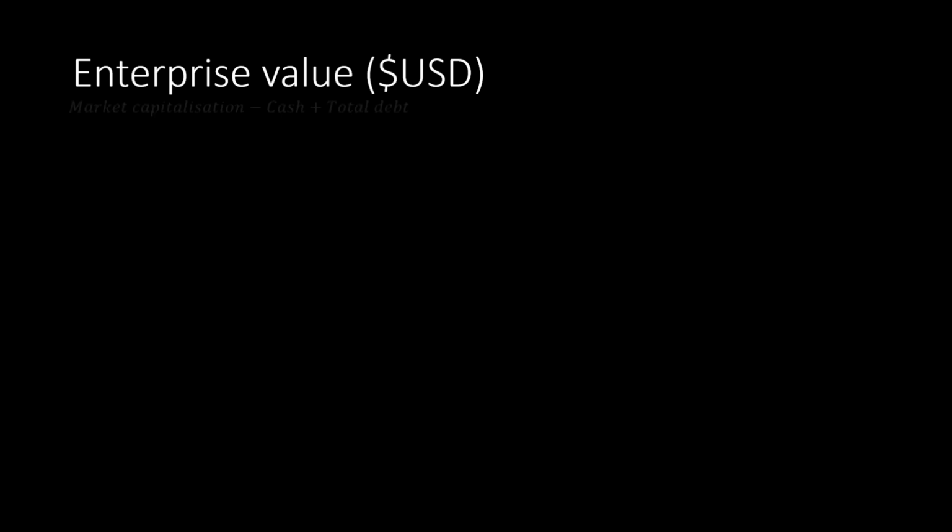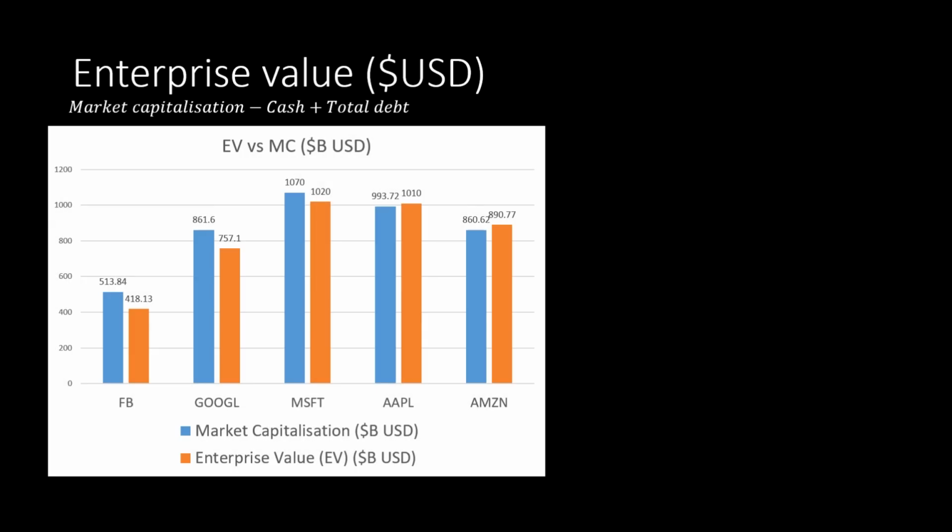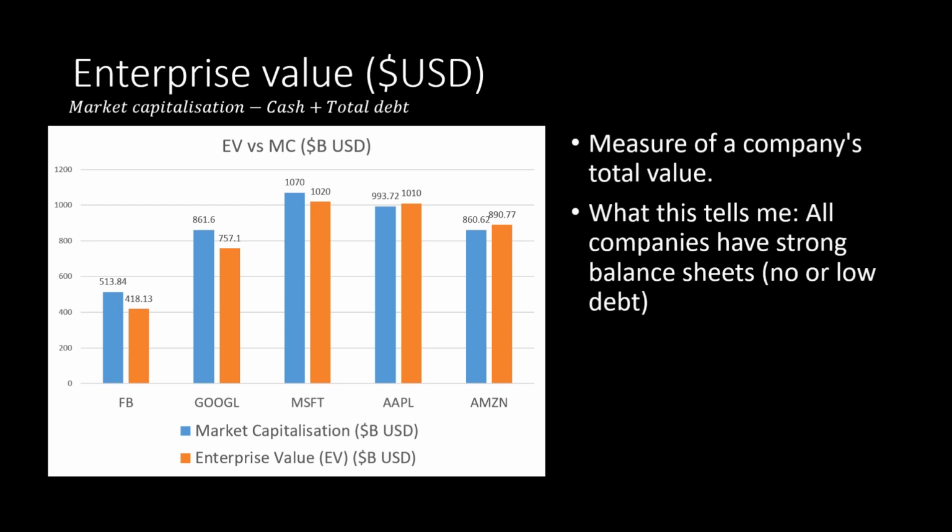Enterprise value is basically calculated by taking the market capitalization less any cash, and we add on total debt. And so as we can see here, the enterprise value slightly differs from company to company, and it's not equal to its market cap because we strip out the effect of cash or debt. And this measures the company's total value. And what this tells me is that all companies have strong balance sheets. They have no or low debt.